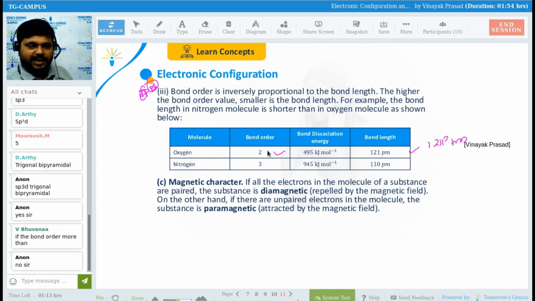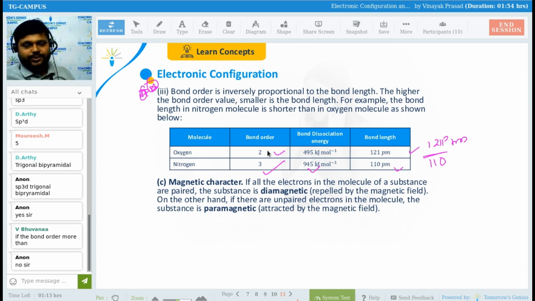Nitrogen, bond order is 3. Bond dissociation energy is 945. Bond length will be 110 picometer. So it is lesser. It is lesser than what? Oxygen. Getting my point, everyone? Is it easy now?